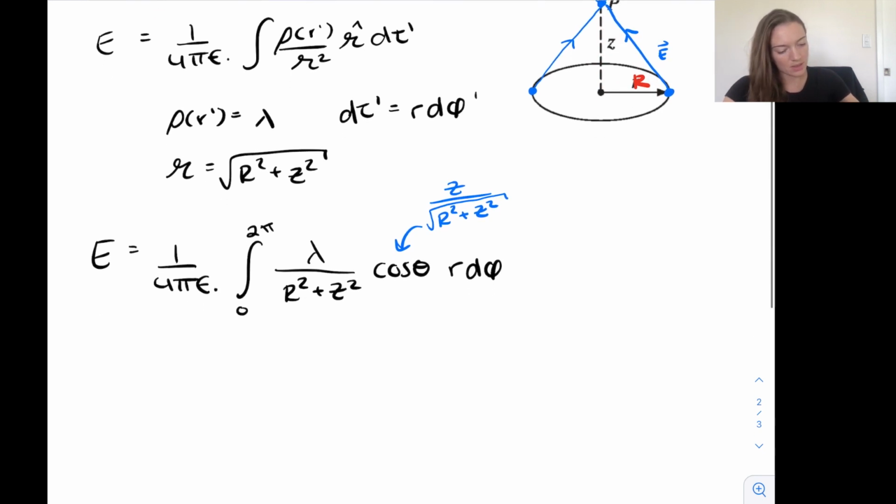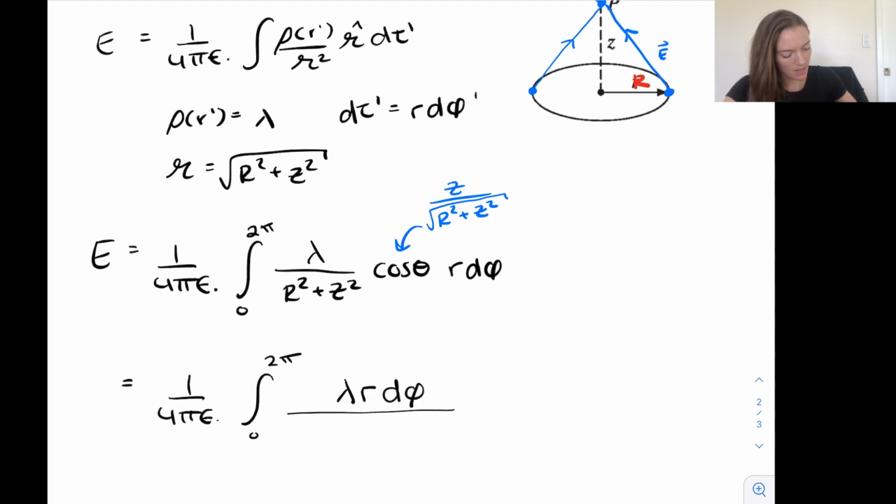Okay, so now let's just write this again. So we're going to have 1 over 4 pi epsilon naught. We're integrating from 0 to 2 pi. We have lambda r d phi. And then we're going to have an r squared plus z squared to the 3/2 again. And then we also have a z. So we have the r squared plus z squared to the 1, and then we have the 1/2 from the cosine here. So we end up again with 3/2.